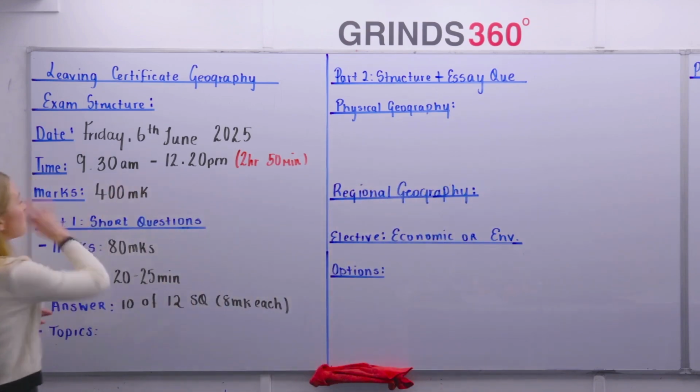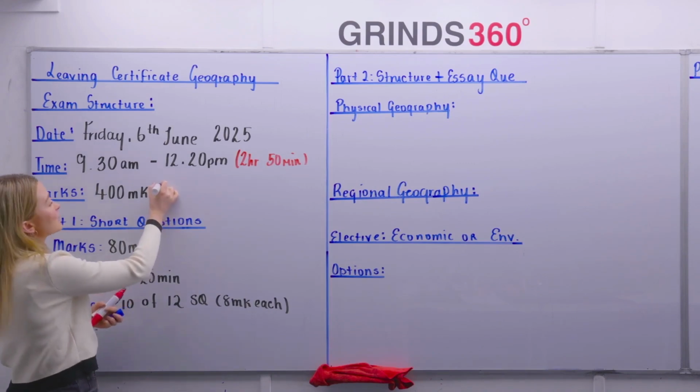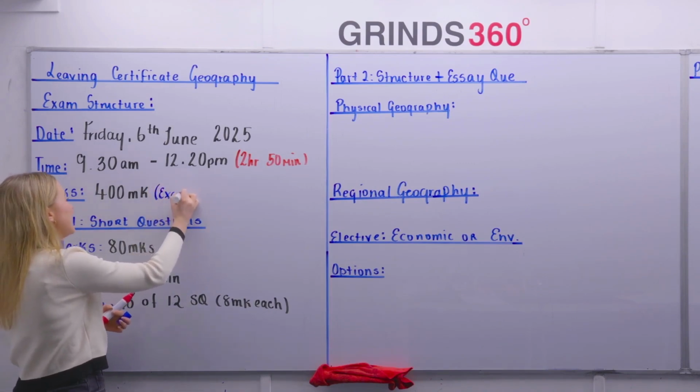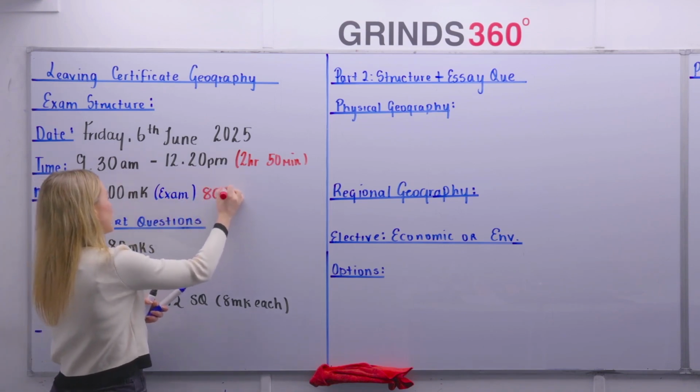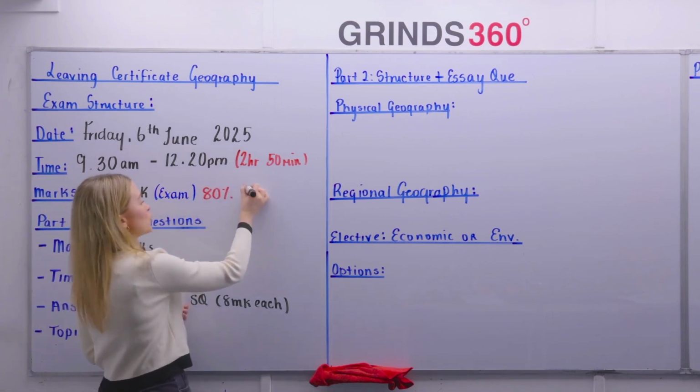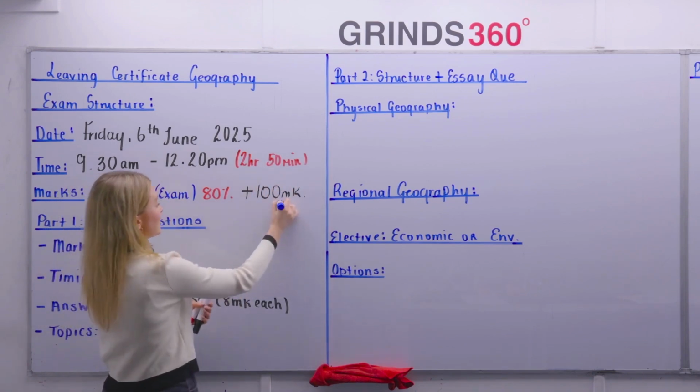The exam itself, marks-wise, is worth 400 marks. Now, that 400 marks is for the written exam itself. And that written exam is 80% of your final grade. The other 100 marks is for your field investigation.